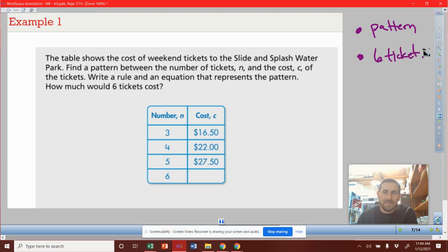So this is what I like to do, just write down to make sure I don't miss anything on a test: I reread the question and I write down the things that I'm asked to do. Find a pattern, find 6 tickets. So here's what we got.